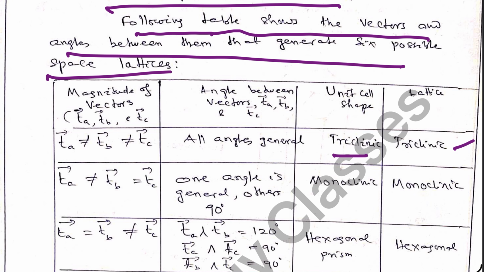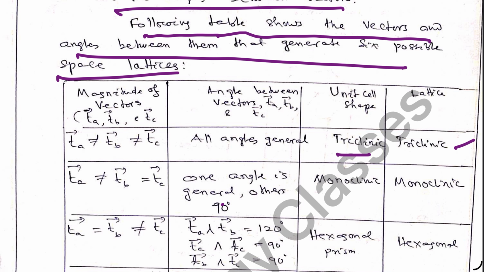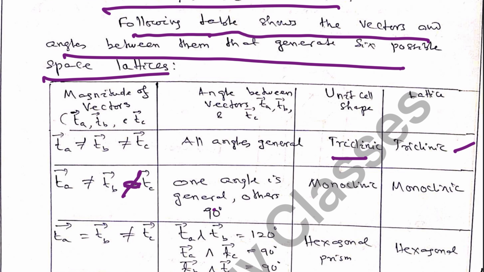If t_a is not equal to t_b, but t_b is equal to t_c, one angle is general, others 90 degrees. This is t_a not equal to t_b not equal to t_c. And one angle is general, the others are 90 degrees. It will be a monoclinic shape. The shape will be monoclinic type and the lattice will be a monoclinic lattice.